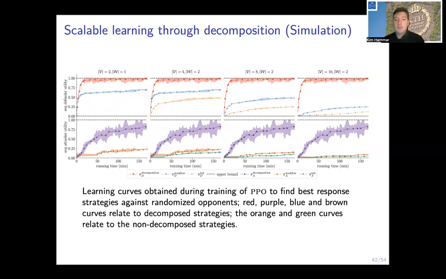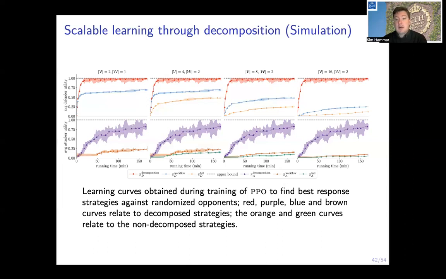If you focus first of all on the top row, you see in the red curves the performance in a fully decomposed game. In the blue curves, you see the performance in the game decomposed on the workflow level. And in the orange curves, you see the performance in the original game that has not been decomposed at all. And what we can see is that the red curve has a very nice scaling. So as we increase the size of the infrastructure, the convergence rate remains basically constant. On the other hand, the convergence rate for the blue and the orange curves just gets worse and worse as we increase the size of the infrastructure.